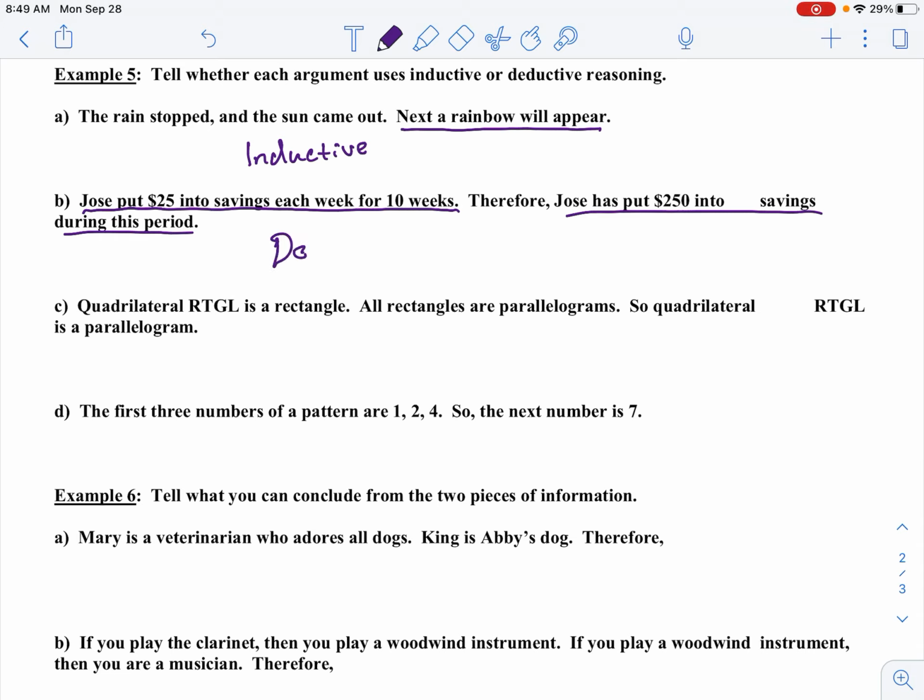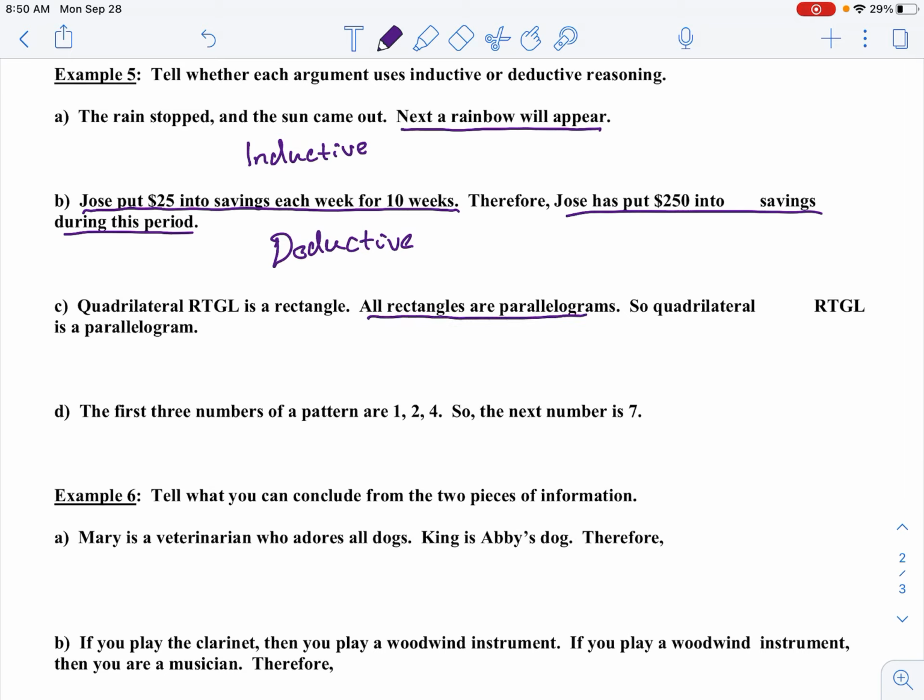This is deductive. We are using the fact that Jose has put $25 away each week for 10 weeks. Therefore, we can use what we know about this to conclude that, okay, 10 times 25, he has 250. Deductive. We are using facts, what we know about Jose and his savings habits, good saving habits, by the way, to get deductive reasoning. Next one, it says quadrilateral RTGL is a rectangle.